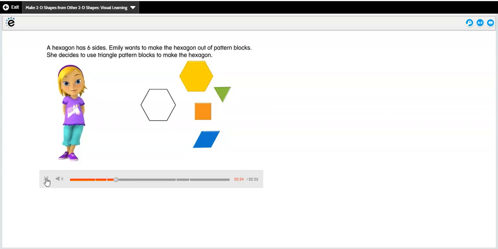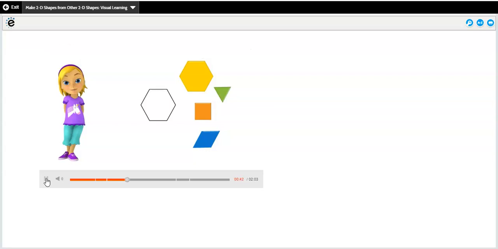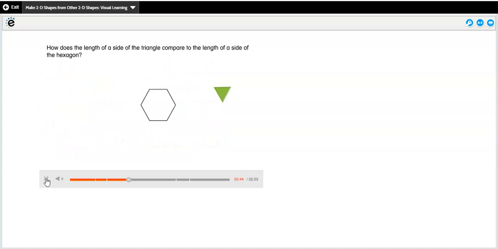Emily wants to make the hexagon out of pattern blocks. She decides to use triangle pattern blocks to make the hexagon. How does the length of a side of the triangle compare to the length of a side of the hexagon?